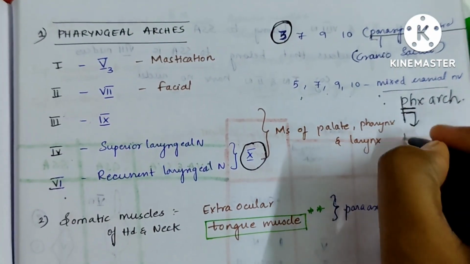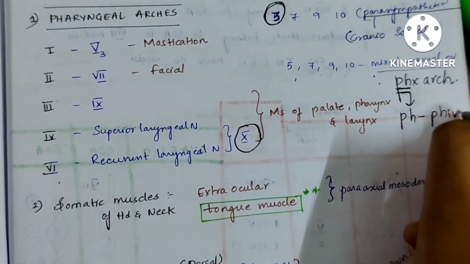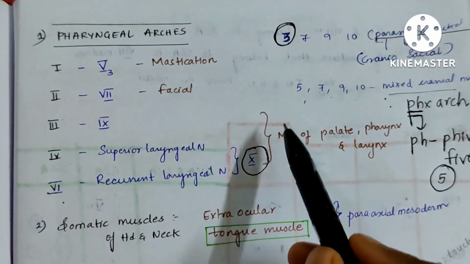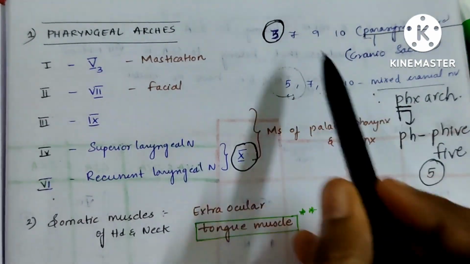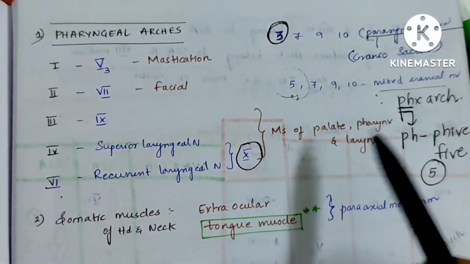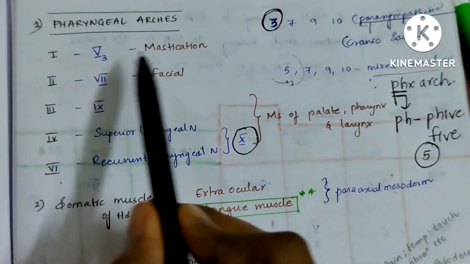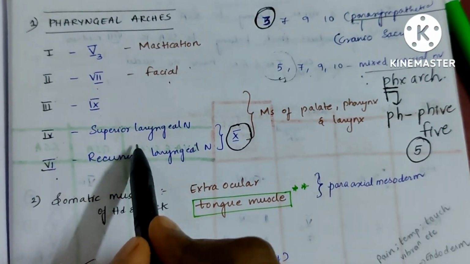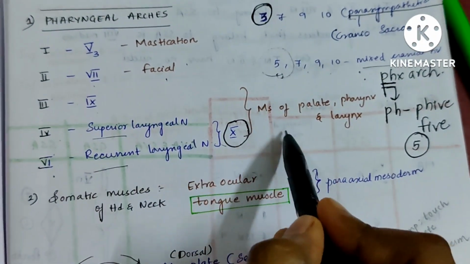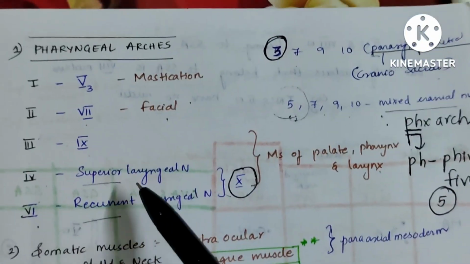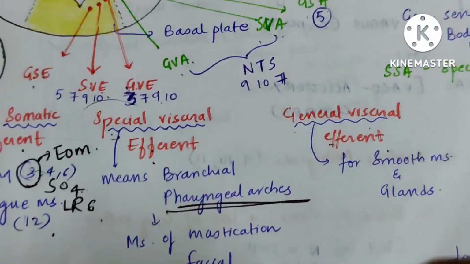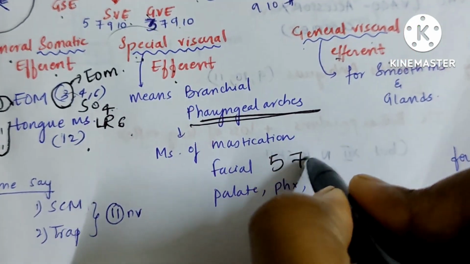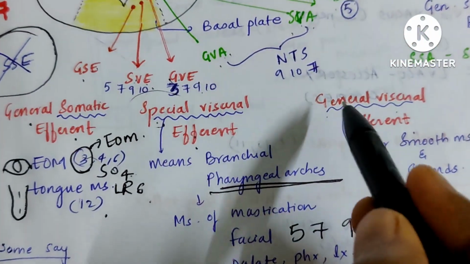So remember it as pharynx: PH is 5, so when you hear it, PH is F and 5. So 5, 7, 9, 10, whereas parasympathetic is 3, 7, 9, 10. Now you have to involve this 5, 7, 9, 10 in the second column. The first is for mastication, the second is for the facial nerve, the third is the 9th, and the 4th and 5th together are for the 10th nerve. So involve these in the second column of the cranial nerve columns, which is special visceral efferent, SVE: mastication, facial, palate, pharynx and larynx muscles.